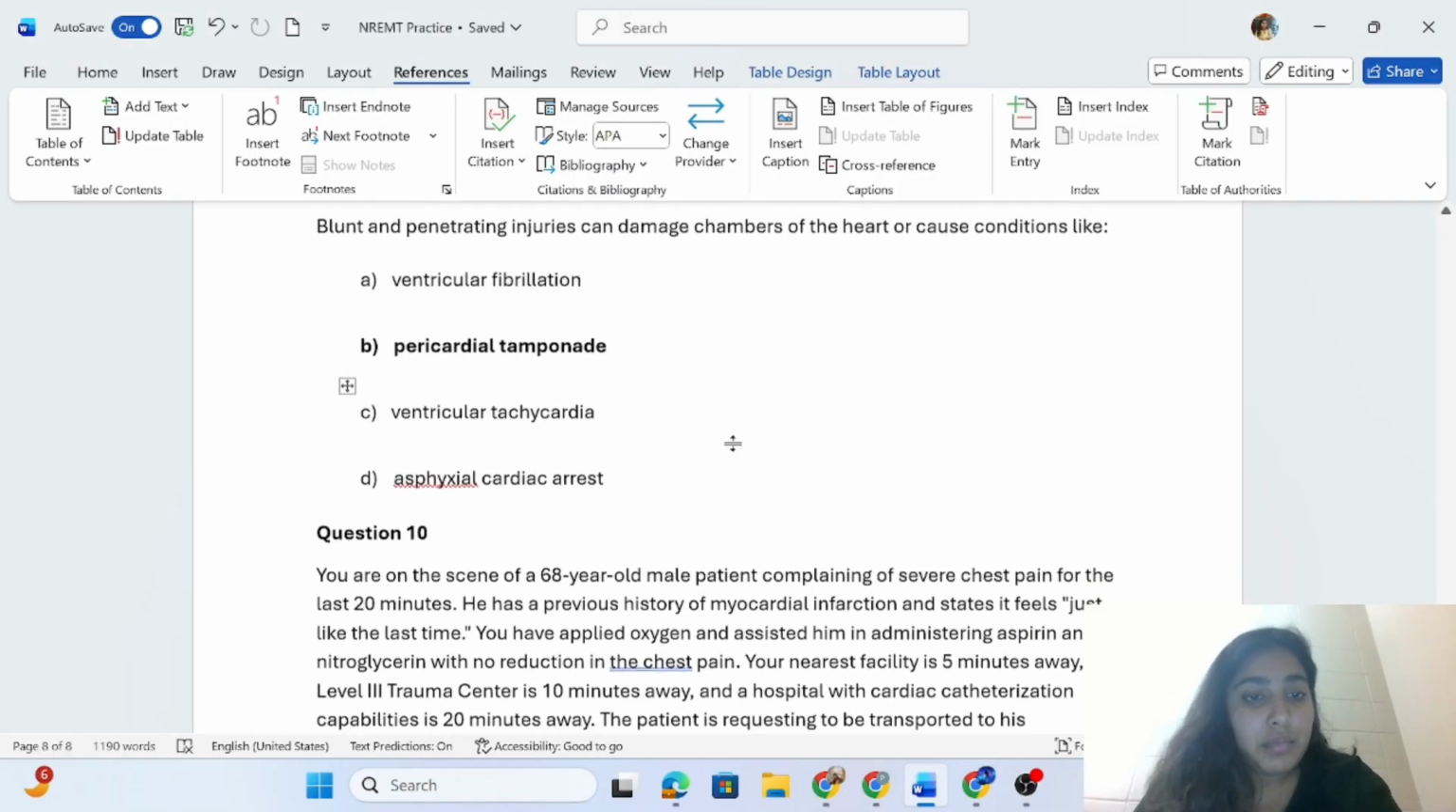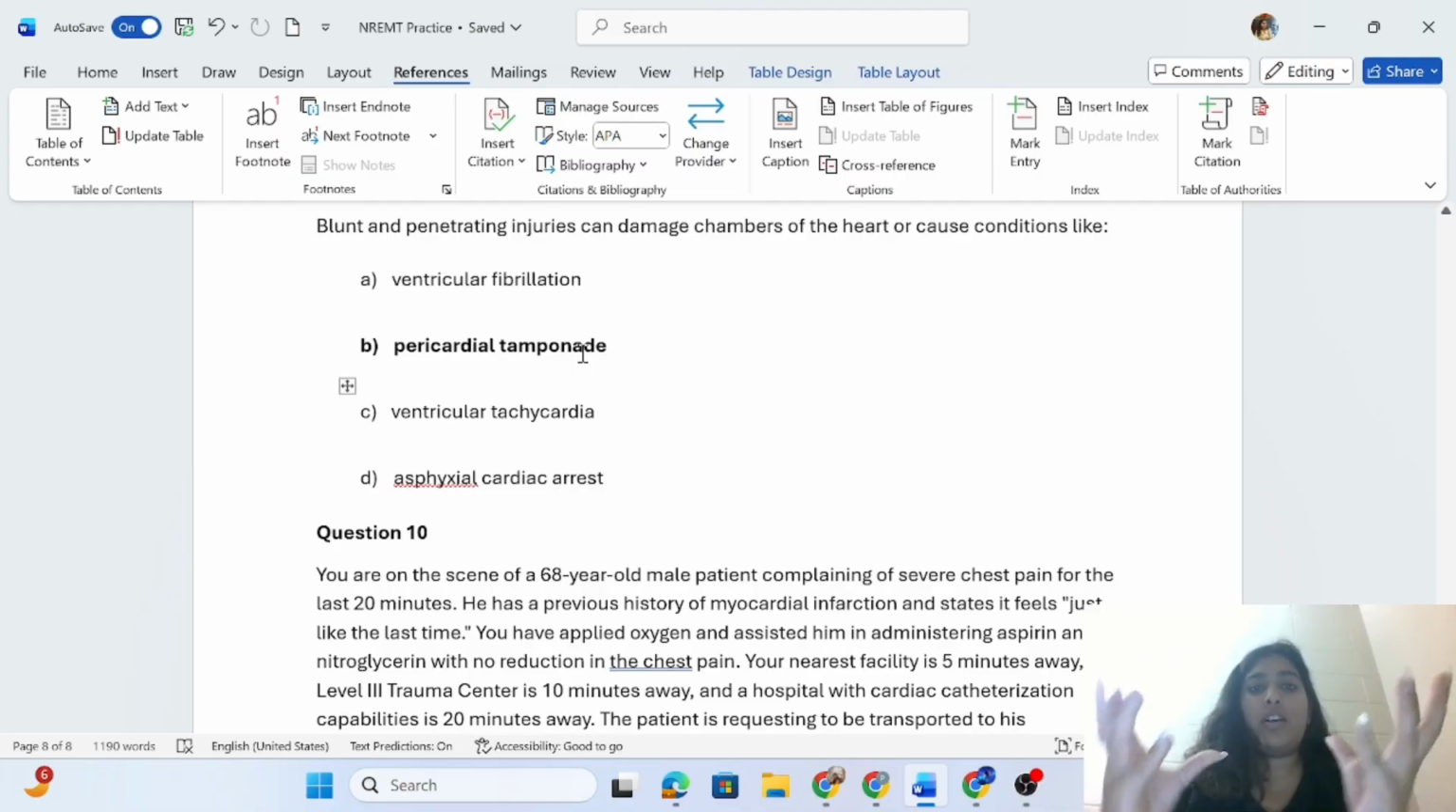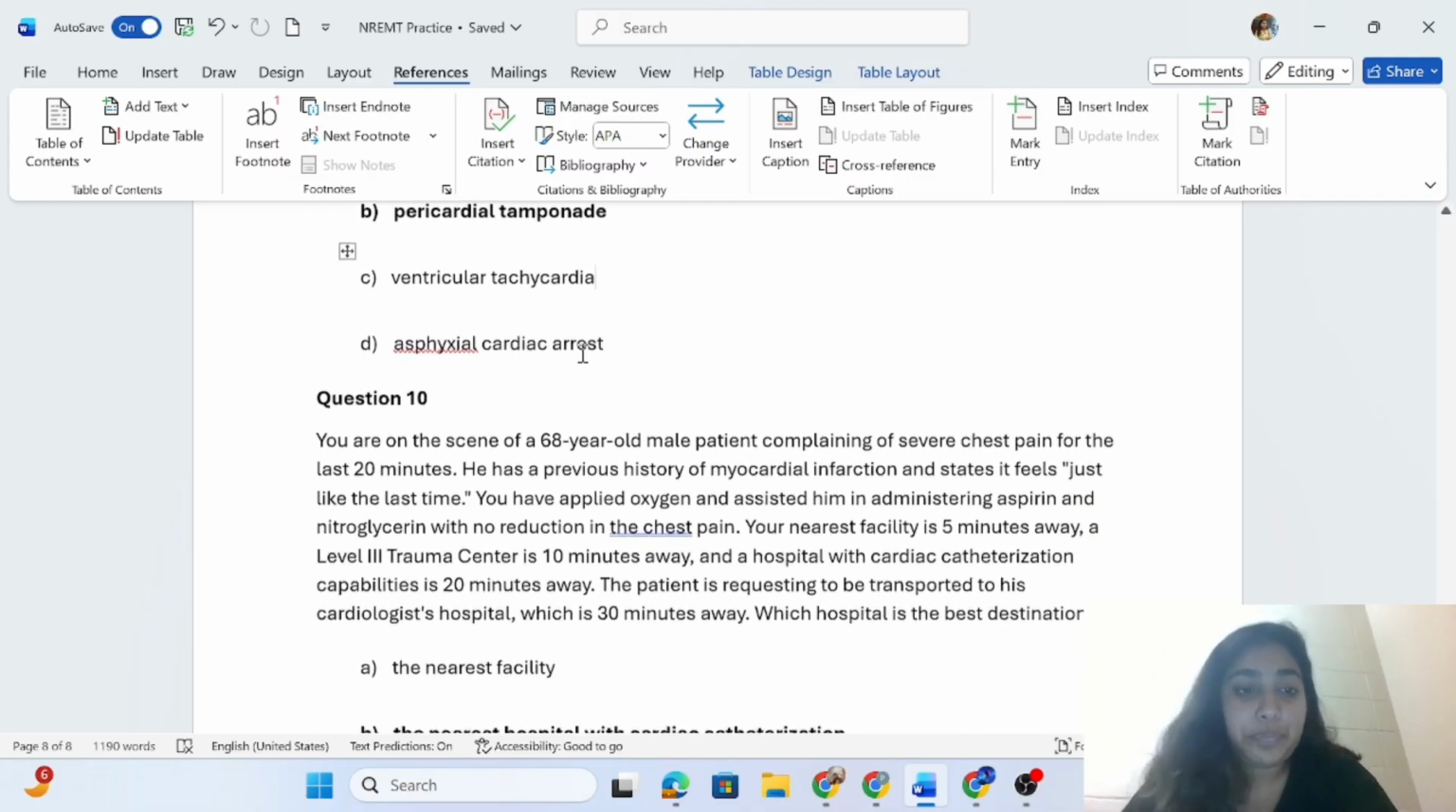Okay. Ventricular tachycardia, as we know, is when the heart just pumps very fast. Ventricular fibrillation is when the muscle is not contracting. Cardiac arrest is when there's a problem with the electrical impulse in the heart. So the only problem for the penetrating or the blunt injuries will be pericardial tamponade, which is filling of that outer wall, which is the pericardial wall. Okay.